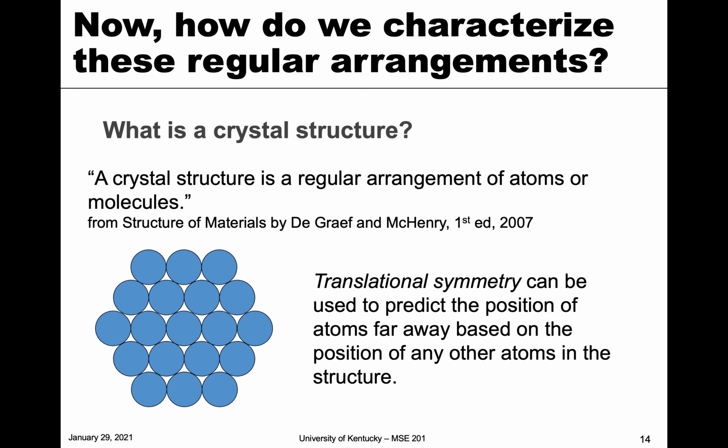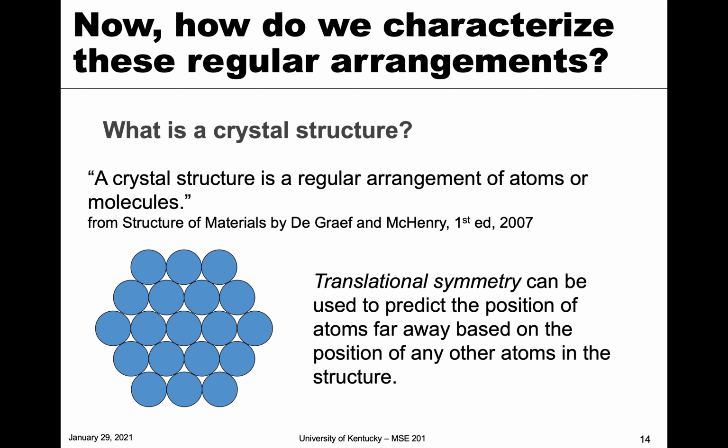All right, so let's get into how we define things and how we characterize these regular arrangements, so order, right? So that gets into the term crystal structure. So what is a crystal structure? So I like this definition from Structures of Materials, not our course textbook, but a different one, where it says a crystal structure is a regular arrangement of atoms or molecules. And so the idea here is it's regular.